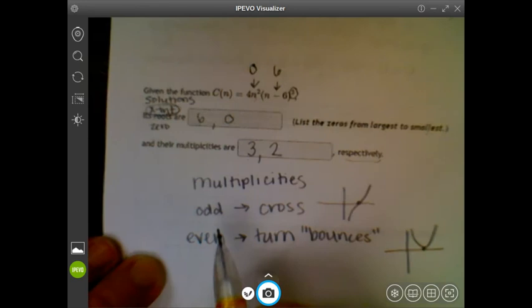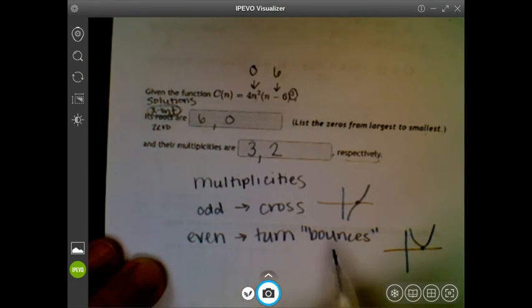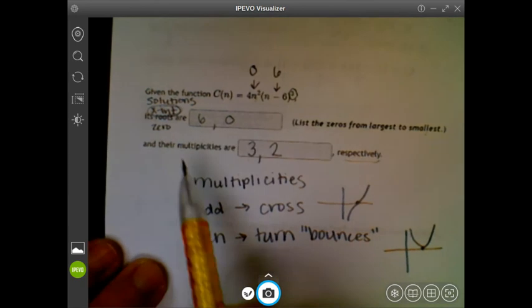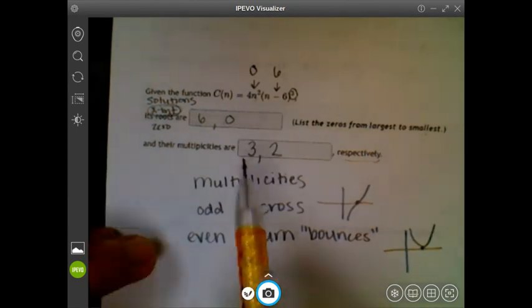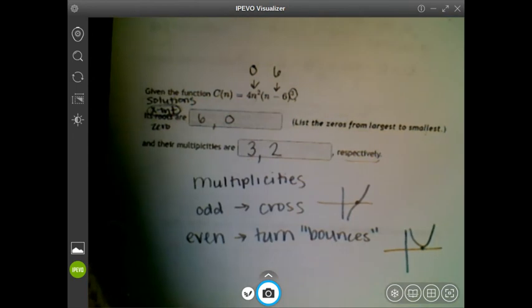So this is important information to have. Multiplicities, if they're odd, that's going to cross. If it's even, it's going to turn around, it's going to bounce. It doesn't ask us specifically what's happening at those zeros for this one, but it is on the next question. So make sure you get that written down in your notes.